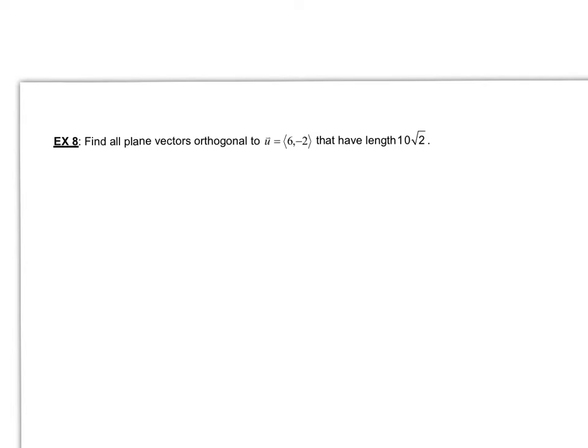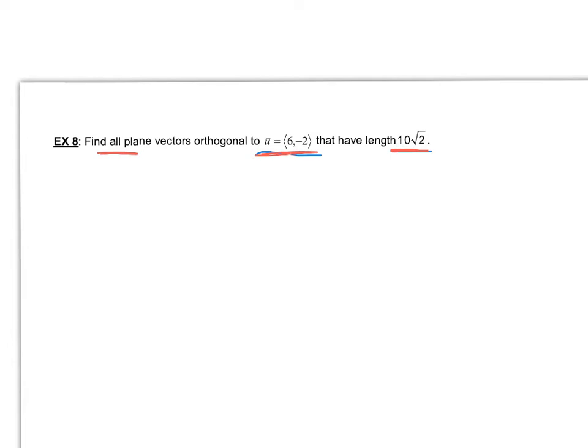Finding all plane vectors orthogonal to another vector that have a specific magnitude or length. The fact that we're looking for all vectors orthogonal to this vector, think about how many possible answers that would be. The amount of vectors orthogonal or perpendicular to that. However, we are specifying that they have an exact length of 10 root 2. So that's going to be that parameter that narrows down our options here.